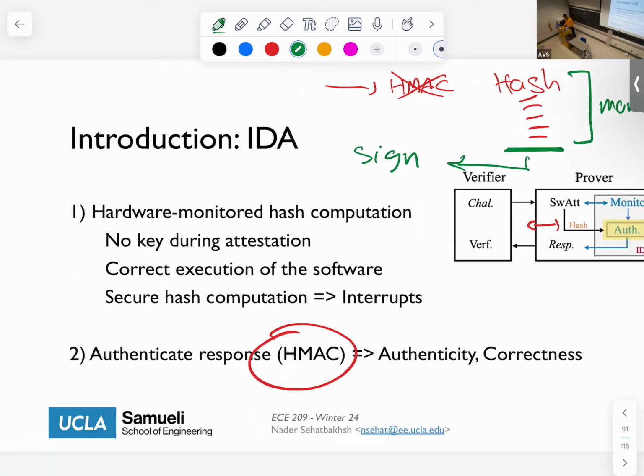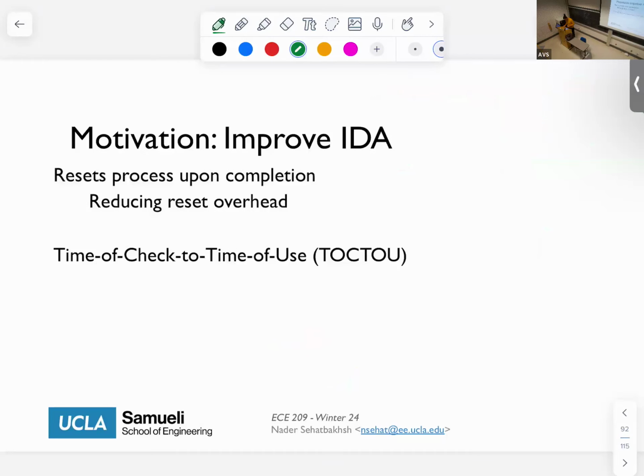So instead of signing every time, which was the main thing that most of these hybrid computation systems were doing, what we're doing now is letting the hash computation be computed in a similar way to how software attestation was working. But if this process was indeed correct, then we're going to sign it using an HMAC. Okay, so that's the difference. The signing happens in the end, not during the attestation. Okay, so let's see how we actually do it.